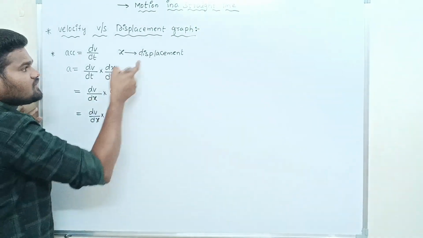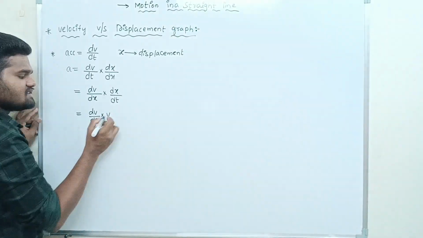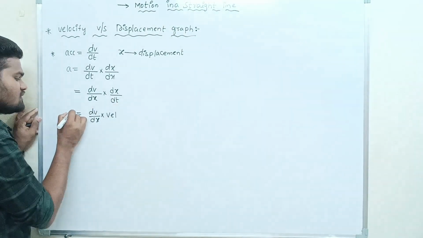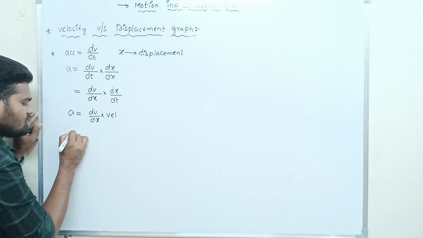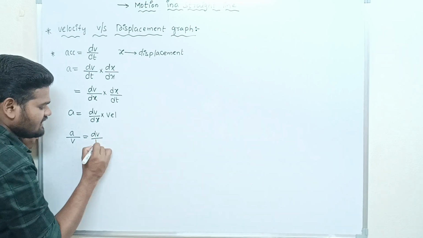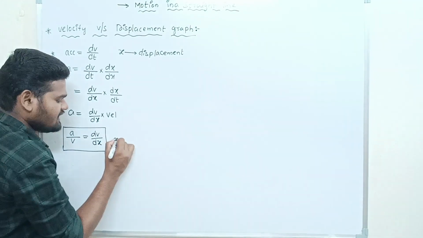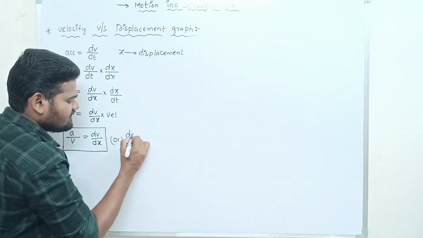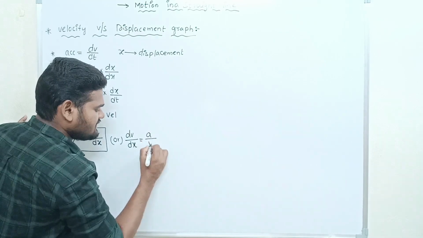dx by dt. x means displacement. The rate of change of displacement is called velocity. So bring this velocity to this side and it becomes a by v is equal to dv by dx, or it can also be written as dv by dx is equal to a by v. Can I write like this?